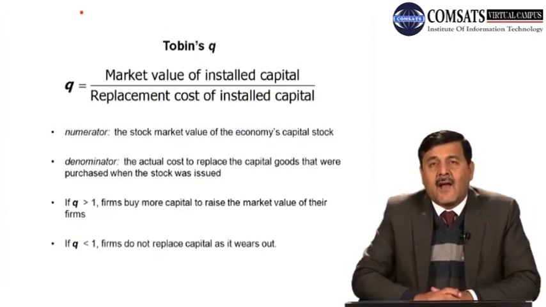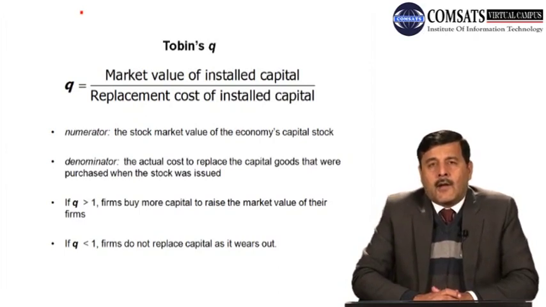So we start from Tobin's Q. Nobel laureate James Tobin gave a formula in the form of Tobin's Q. Now he talks about the stock market and relates stock markets with the level of investment.